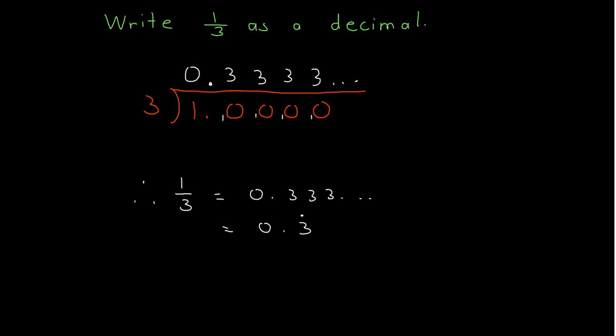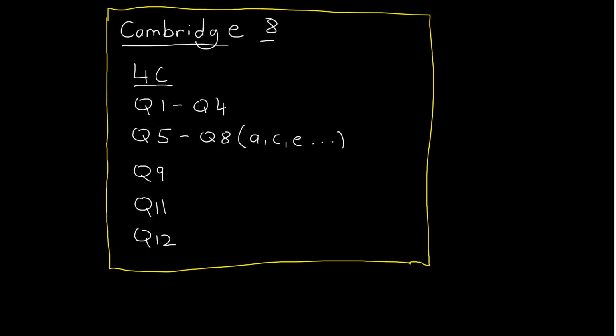Alright guys, that's it. So, your homework. You're going to do Cambridge 8, 4C, questions 1 to 4, and that's all of questions 1 to 4. And then you're going to do 5 to 8, ACE, and so on. The ACE means you keep doing them in that pattern, okay? So ACE, and then every other question on, so ACEG, and so on. Then you're going to do question 9, question 11, and question 12, and maybe your class teacher may set you a little bit of extra work from Hot Maths.